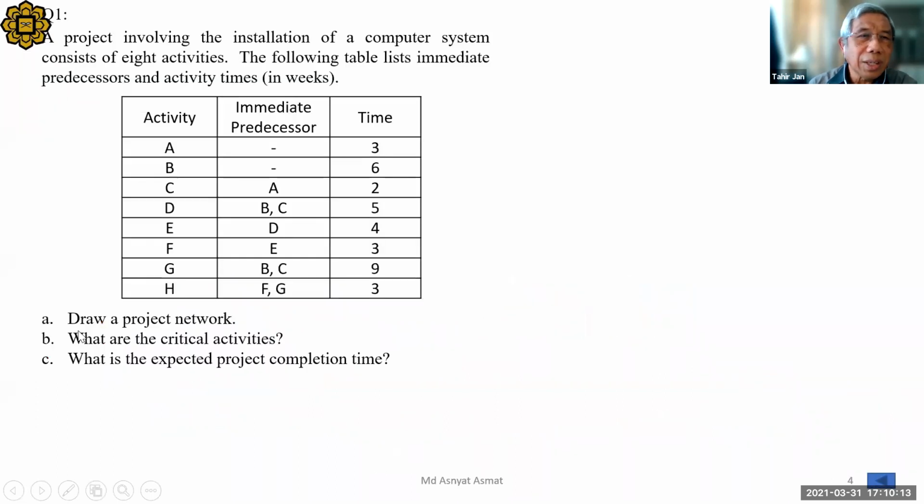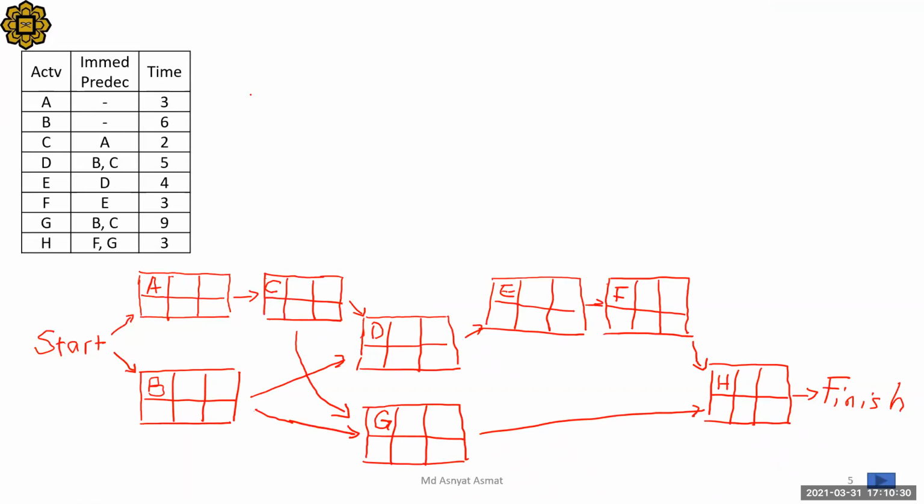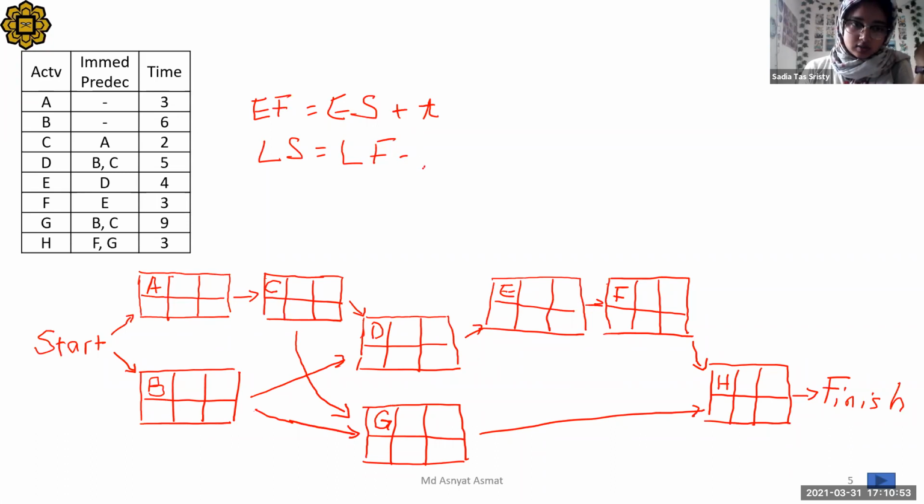Question A, draw the project network. We are done with that. So now let's answer B. How to answer B? Remember early start, early finish? Yes. So early finish equals early start plus T. Then late start equals late finish minus T.